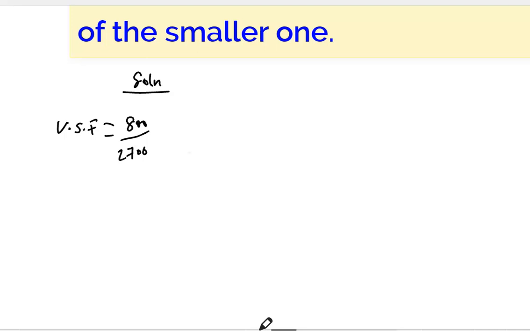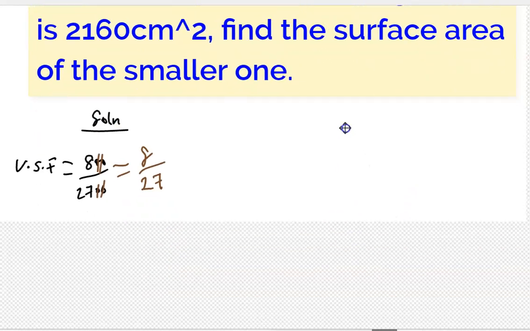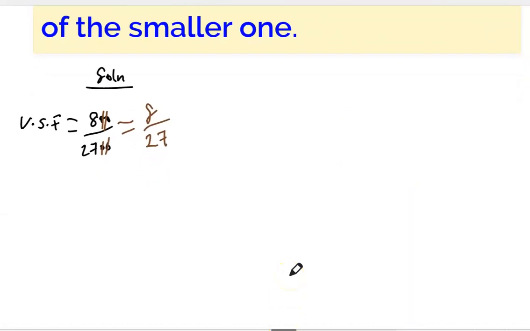If we divide this, these can cancel each other, so that what we have now is 8 over 27, which is the volume scale factor. But remember that we were asked, if the surface area of the larger one is 2160 centimeters squared, to find the surface area of the smaller one. So we cannot use the volume scale factor to find the surface area; we need the area scale factor.